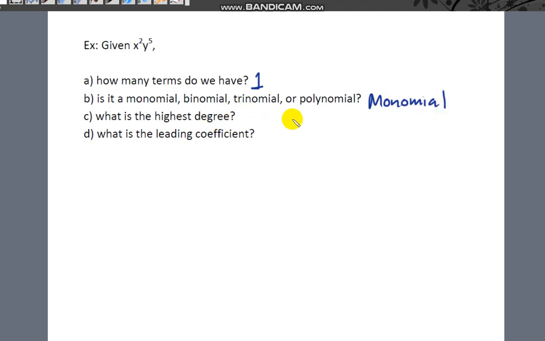Okay. What is the highest degree? What I mentioned earlier is if you have something like this, consider both exponents and add them up. So 2 plus 5 is 7. Maybe I'll write that there. 2 plus 5 equals 7.